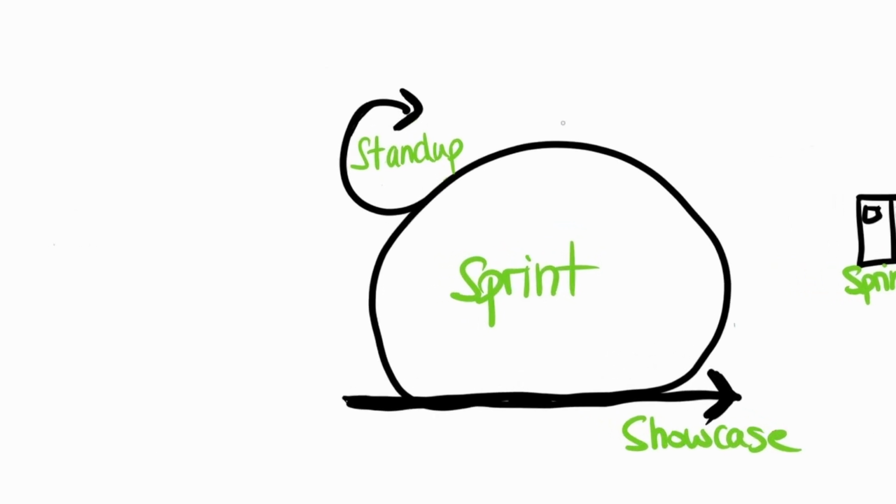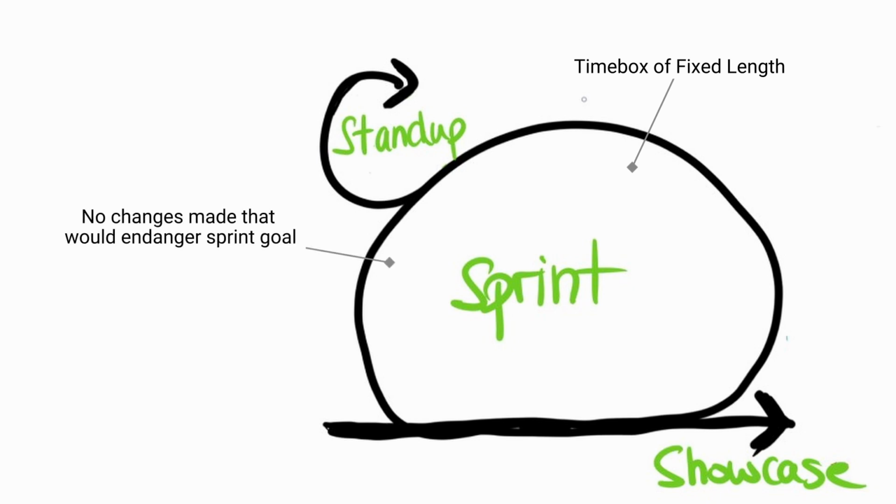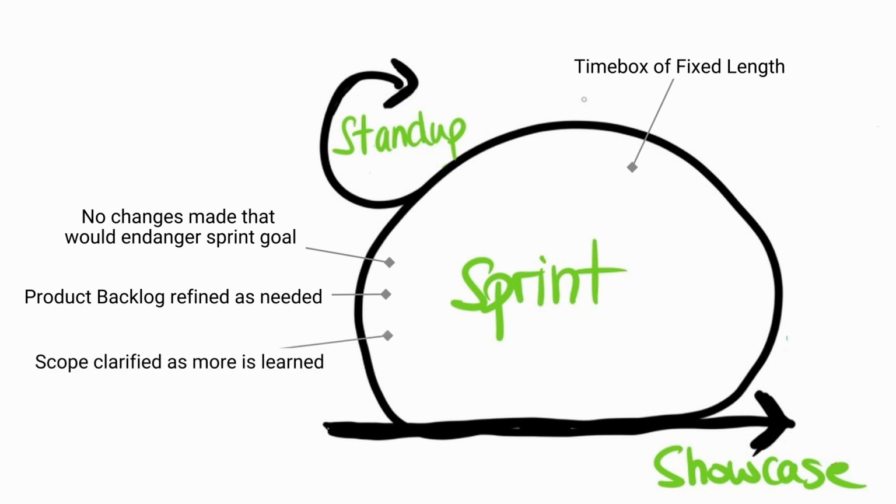The sprint. Sprints are the heartbeat of Scrum. It is a time box of fixed length which creates consistency, usually 2 weeks. A new sprint starts immediately after the conclusion of the previous sprint. During the sprint, no changes are made that would endanger the sprint goal. The product backlog is refined as needed, and scope may be clarified and renegotiated with the product owner as more is learned.